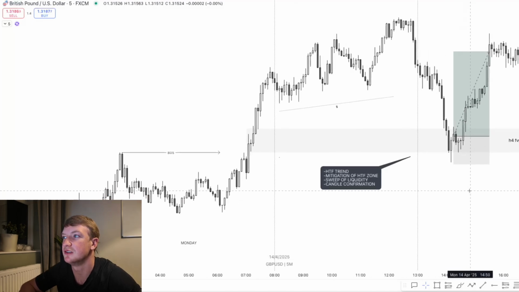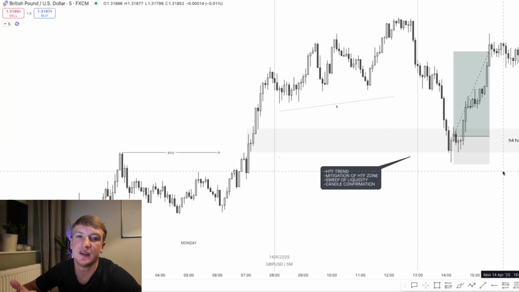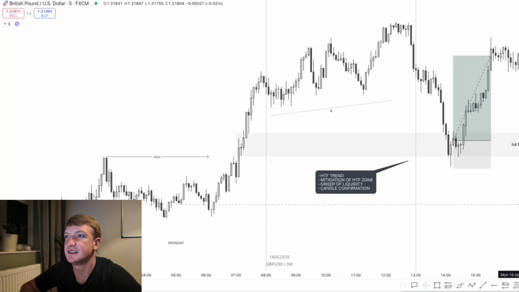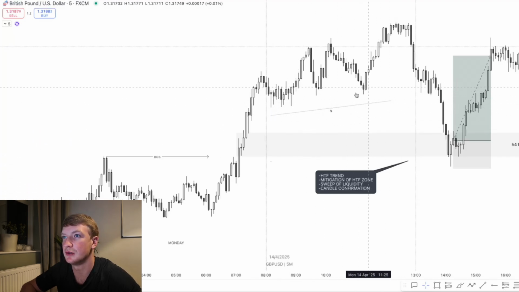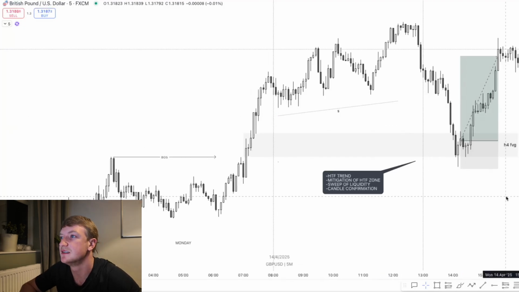Now, in this case, it was a 4-hour fair value gap, but this can be an order block or a fair value gap. The next thing I like to see is liquidity getting taken out, because if not, I don't feel confident in the trade. I feel like I'm always going to get stopped out if we haven't swept any liquidity. So as you can see, I marked out these lows here, and this was my pool of liquidity getting taken out. Now the final thing is candle confirmation inside the zone.